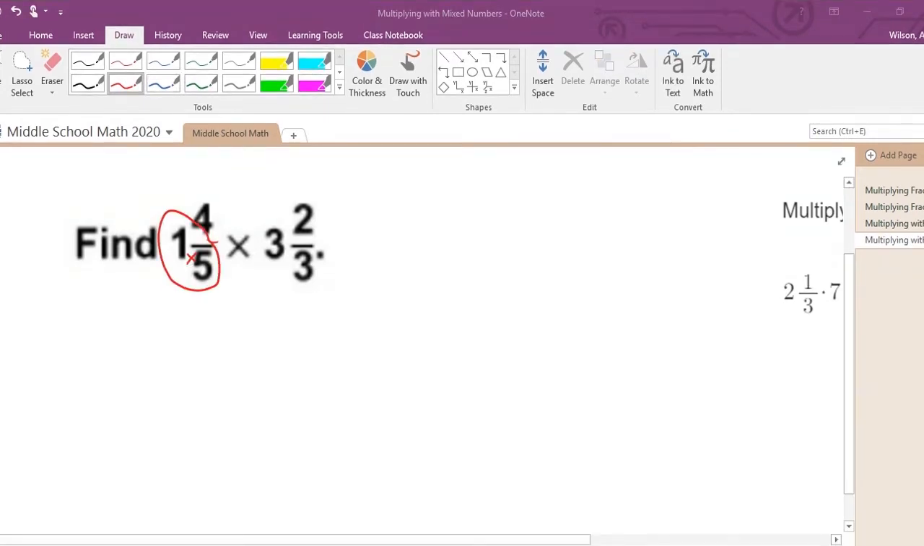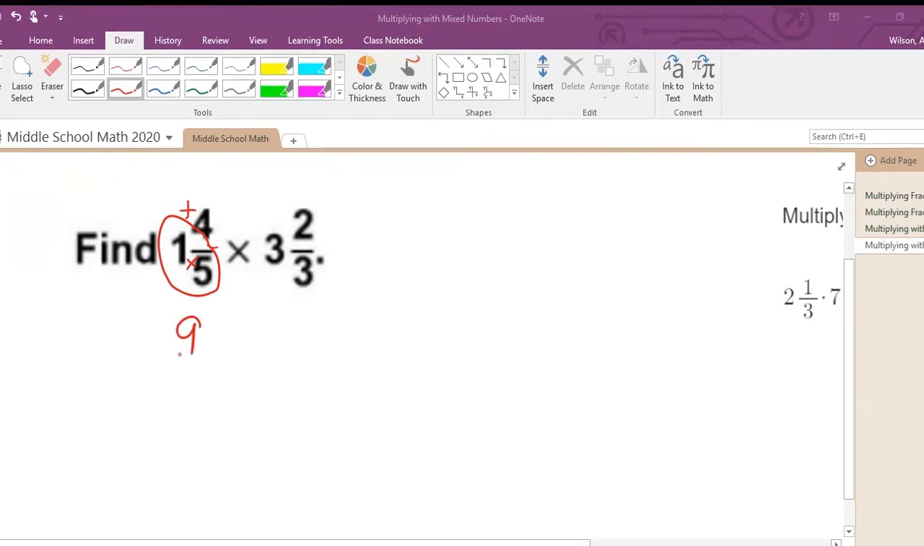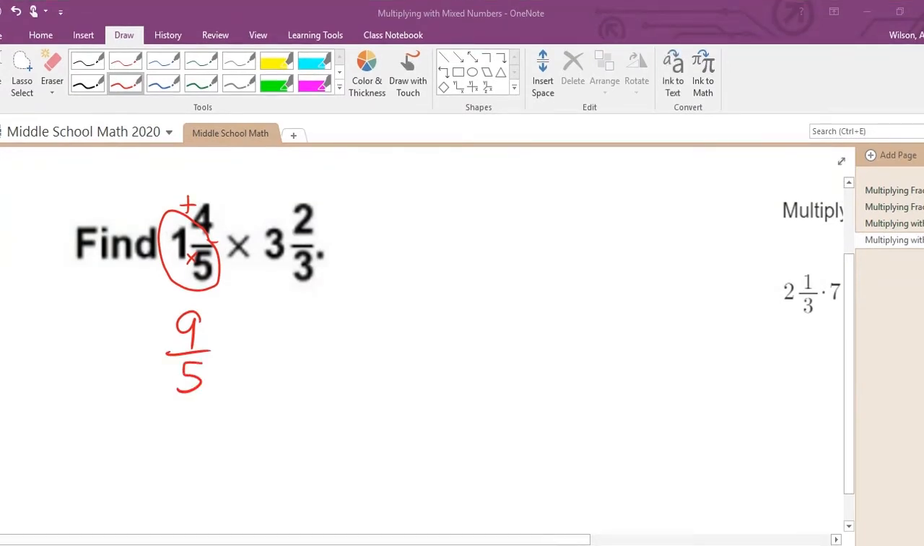1 times 5 is 5, plus numerator, which is 4. So 1 times 5 is 5, plus 4 makes 9. So this one turns into 9/5. That's the equivalent form for 1 and 4/5.